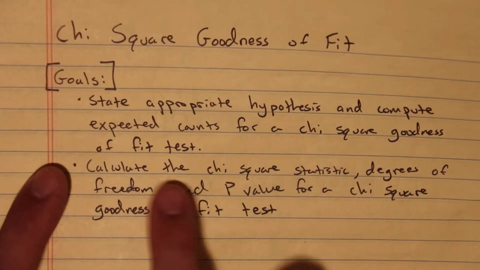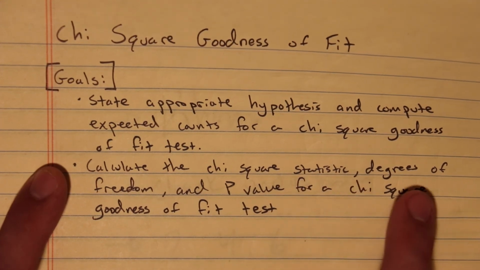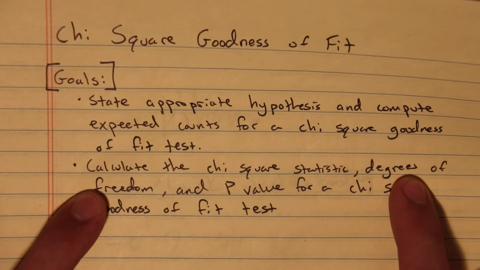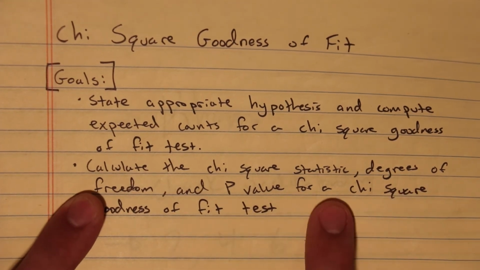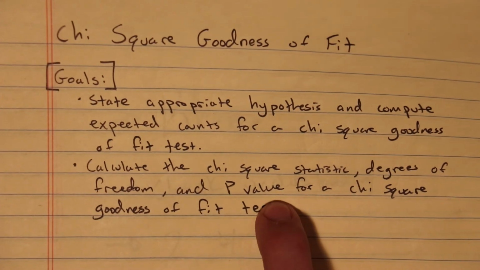And calculate the chi-squared statistic. So that is the formula that we looked at. Degrees of freedom is number of categories minus 1. And the p-value for a chi-squared goodness of fit test can be found from the table, or you can use technology.